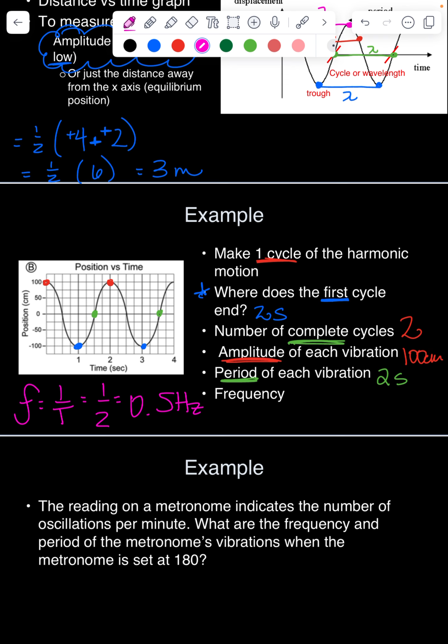And even if we didn't have this equation, we could have looked at our graph and seen that at 1 second, there was only half of a cycle. All right, so that's knowing how to do this on a graph. Let's look at some examples.